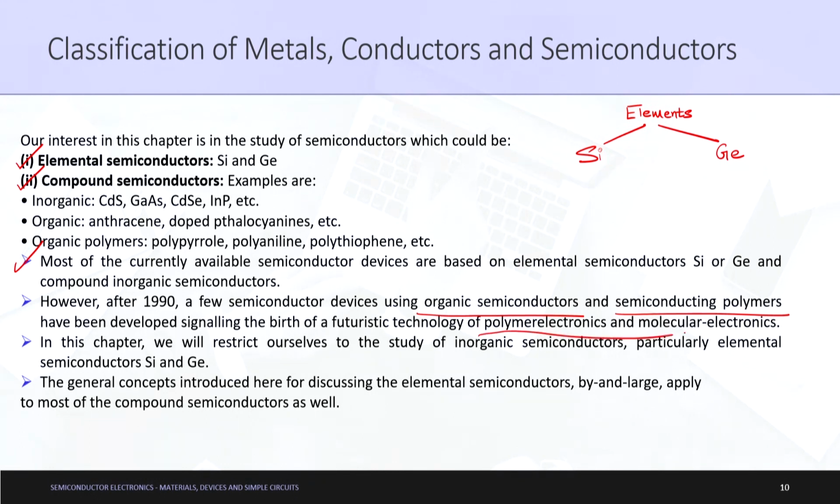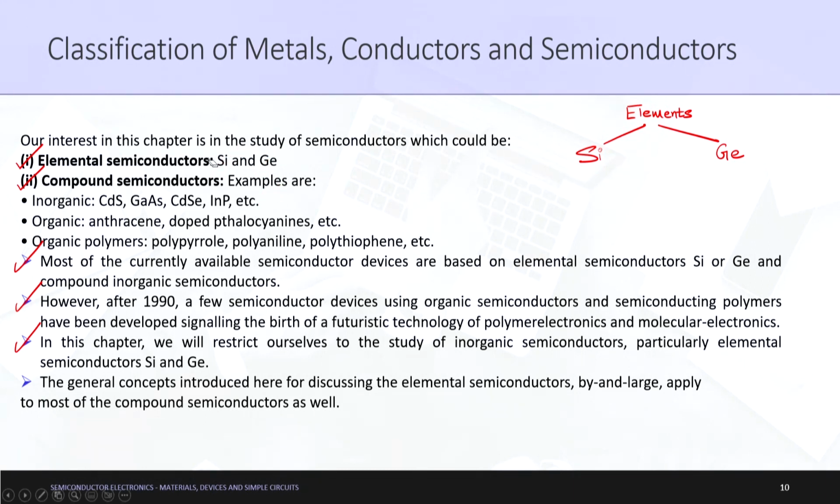So this is one of the new fields of research which came into existence after 1990, which is called polymer electronics and molecular electronics. In this chapter, we will restrict ourselves to the study of inorganic semiconductors, particularly elemental semiconductors, silicon and germanium. As I already explained, the majority of the topics are based on silicon and germanium only, but a little bit would be understood about inorganic semiconductors.